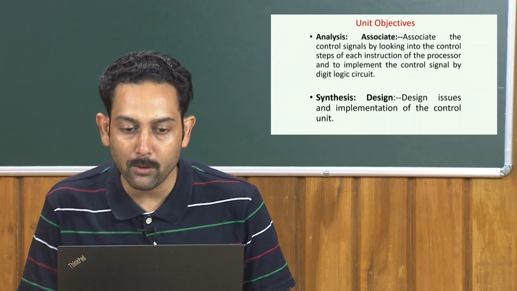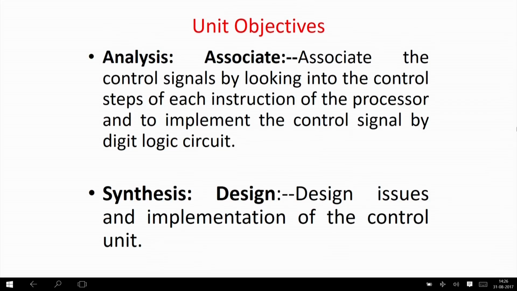So, what are the unit objectives? In this unit, there is an analysis objective: you will be able to associate the control signals by looking at the control steps of each instruction, that is the micro instructions, in the processor, and to implement the control signals by digital logic circuits. That means if you look at the sequence of micro instructions and the control signals therein, you will be able to associate which signals belong to which state and how the finite state machine can be designed.